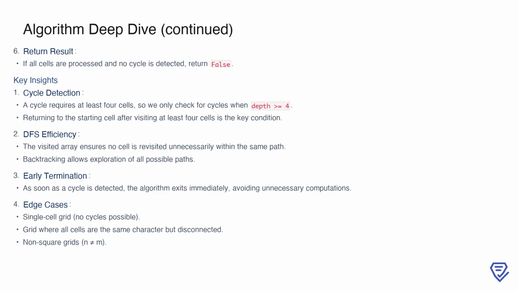Finally, several edge cases must be considered, such as grids with only one cell, grids where all characters are the same but disconnected, and grids where the number of rows and columns differ. These scenarios highlight the robustness of the algorithm.